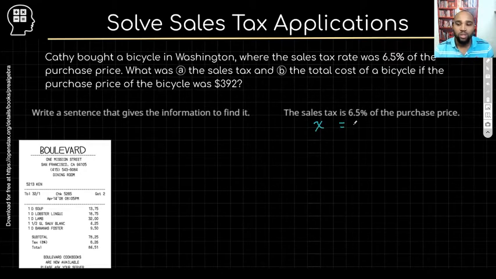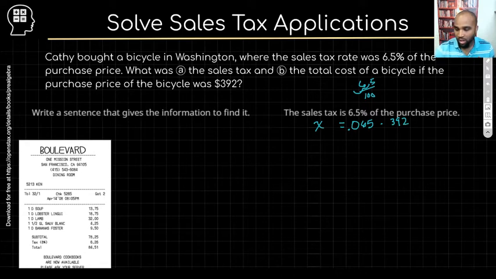We can change this to a decimal because we're trying to make it into an equation we can use, by dividing, because 6.5% is percent per 100. That means we're dividing by 100, moving this decimal back two places. 1, 2. So that's 0.065 of, which is going to give us a multiplication, the purchase price. So the purchase price we know is $392. So this gives us how to find the X.